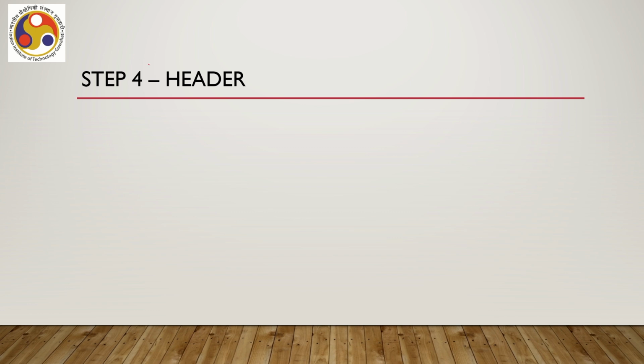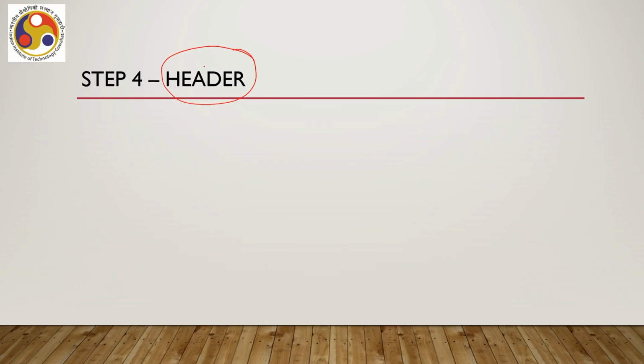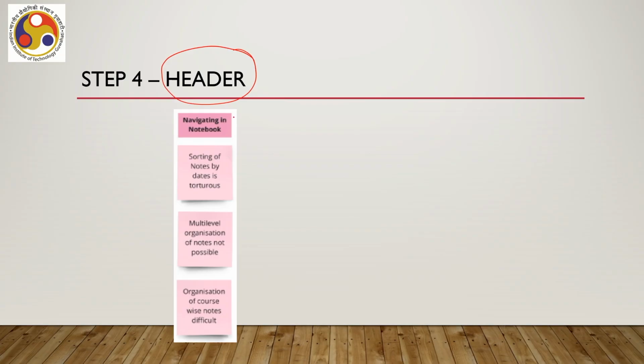Now, once those are sorted, in step 4 we provide a header, that is, provide a name of the pattern which binds multiple ideas. So, that is the part of step 4. See, for example, navigation in notebook, that can be the header under which these different ideas such as sorting of notes by date is torturous, multi-level organization of notes not possible, organization of course wise notes difficult, all these things can be put under the header navigation in notebook. So, this is the header part.